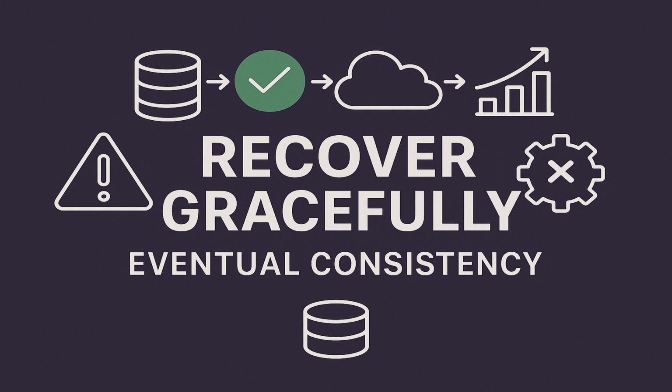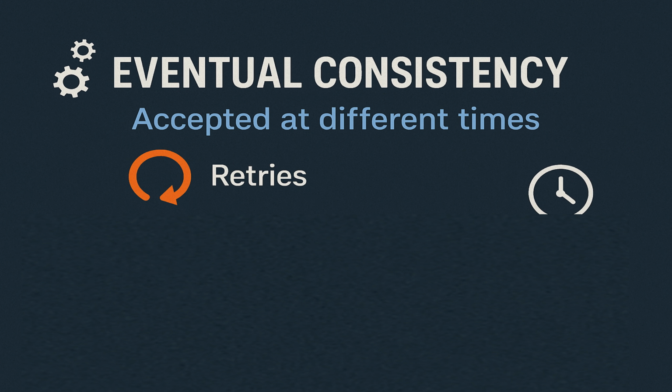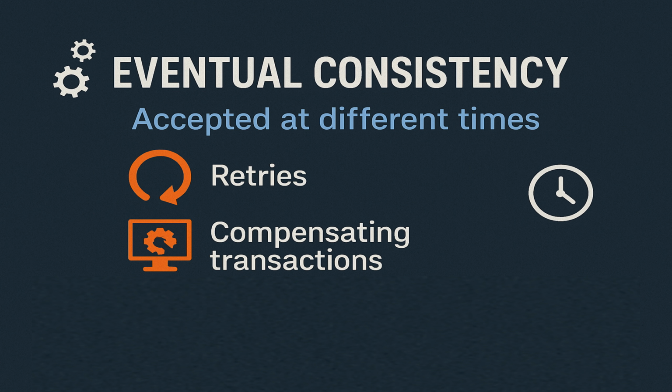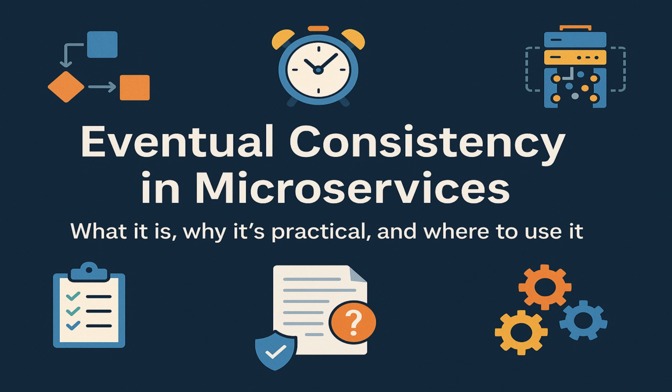So we start accepting that not all operations have to be completed at the same time. And we use techniques like retries or compensating transactions using messaging queues to make sure things get to a consistent state eventually, even if it takes a few seconds or a few minutes. And that leads us to the next video, which is eventual consistency in microservices. We'll talk about what it is, why it is practical, and where to use it.